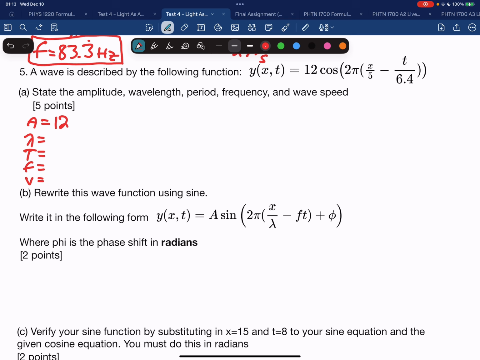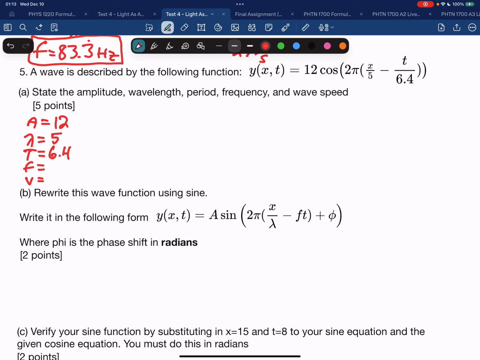If you compare this with the formula on the formula sheet, you will see that x is divided by the wavelength, so the wavelength is just 5. You will also see that period is what t is being divided by. So you have lowercase t divided by uppercase T on our formula sheet. So the period is just 6.4. So 3 of these we're able to just pull straight from the equation without doing any calculation.